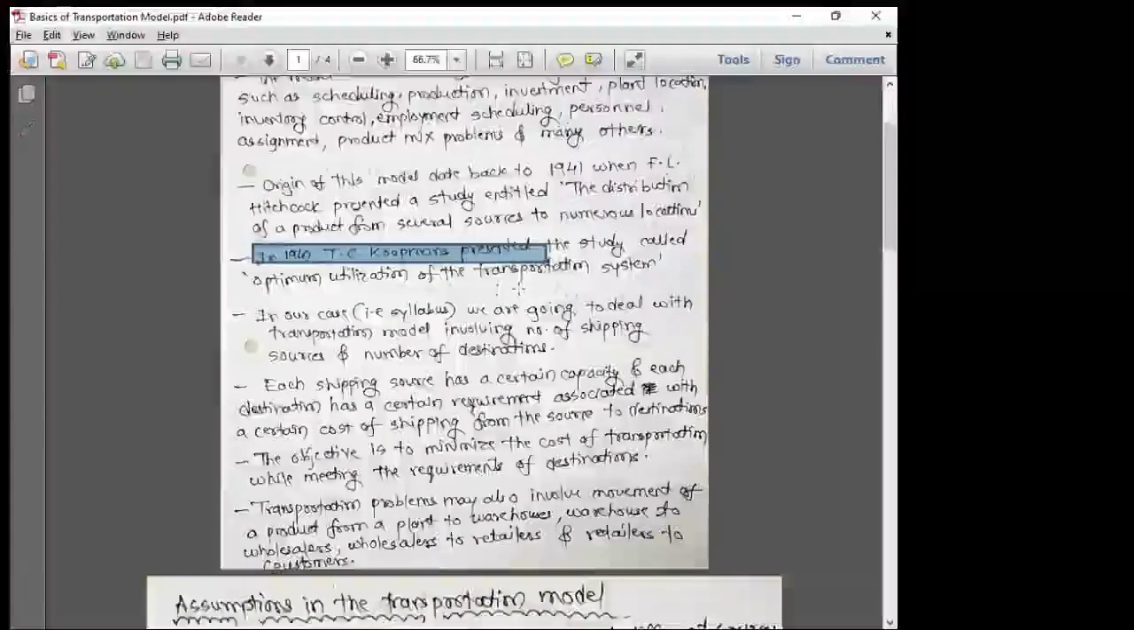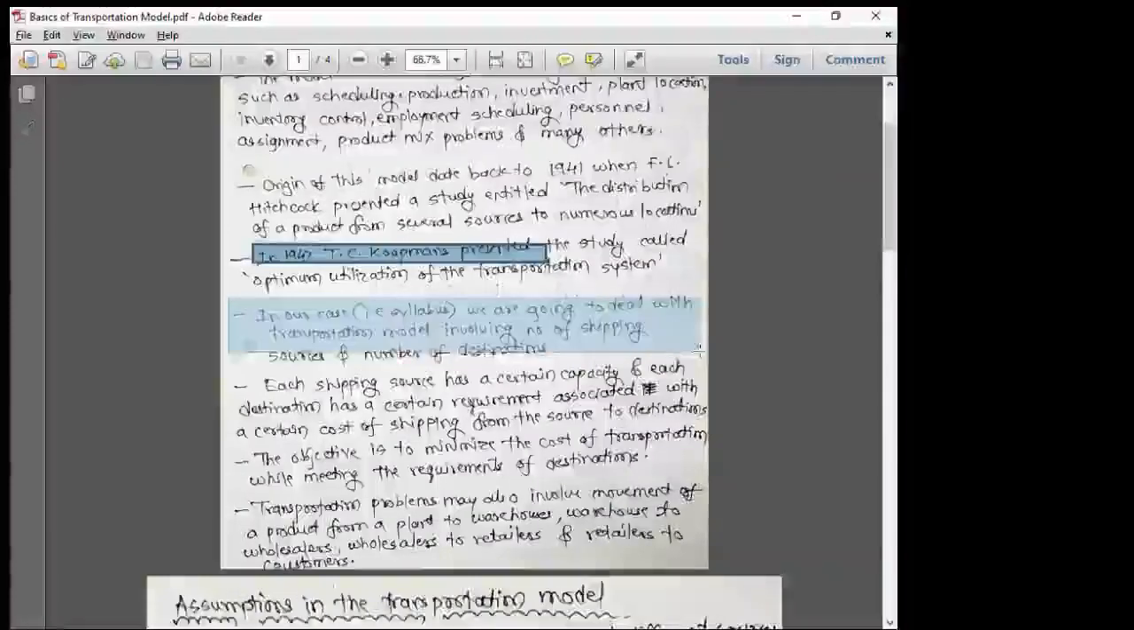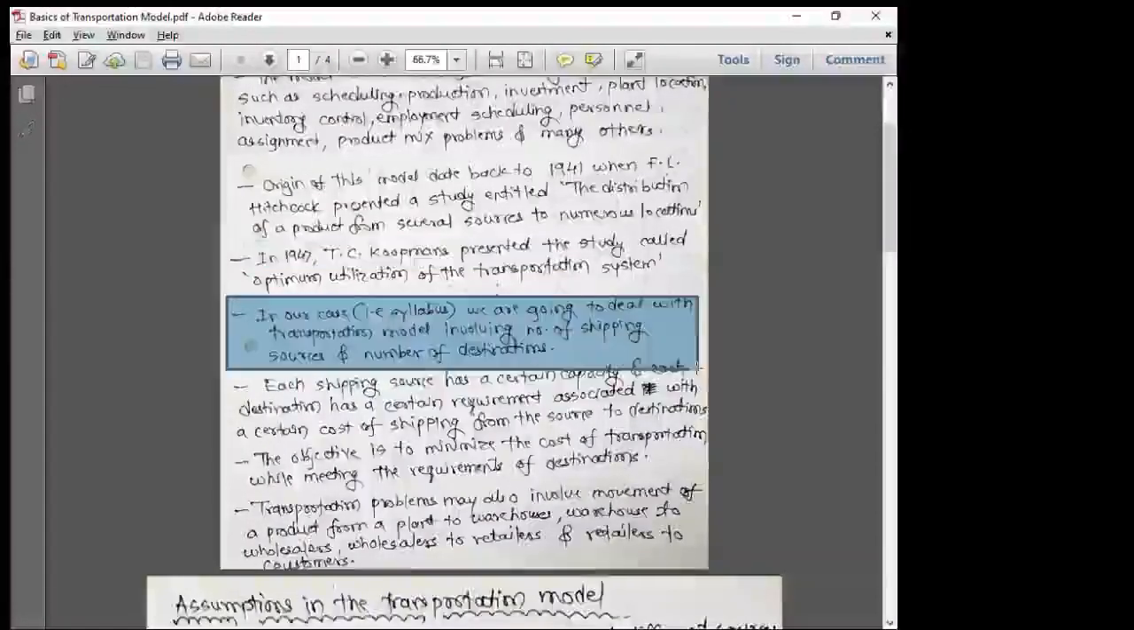But then various mathematicians came together. They understood how the previous researchers had constructed this model, and they started to use that model in various aspects as per their requirement, right? So they started modifying it. In our case, for our syllabus, we are going to deal with the transportation model involving a number of shipping sources and a number of destinations.